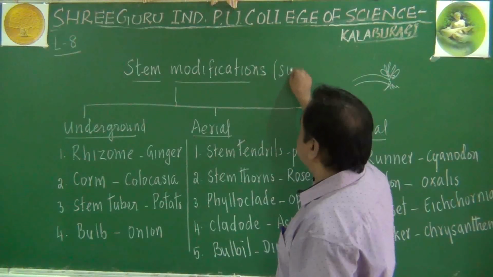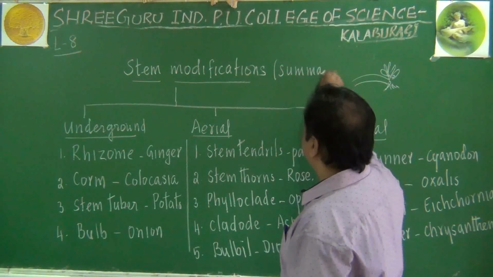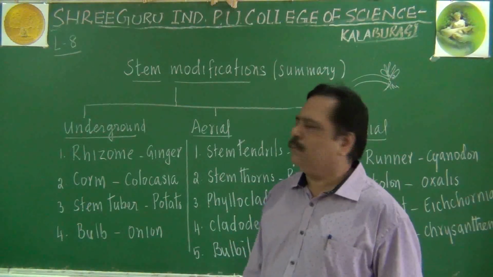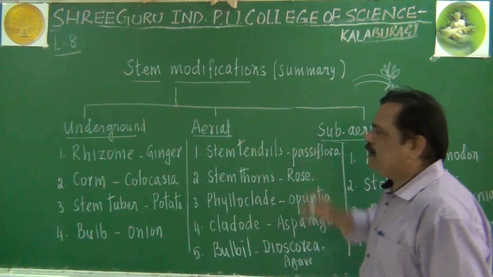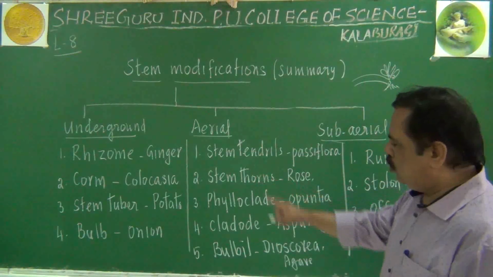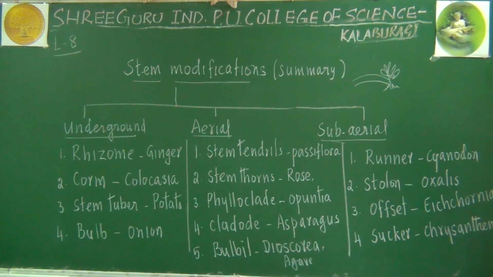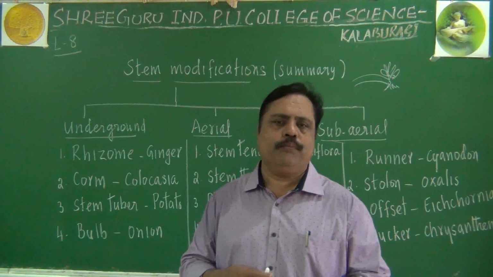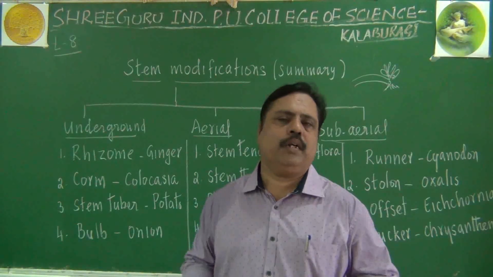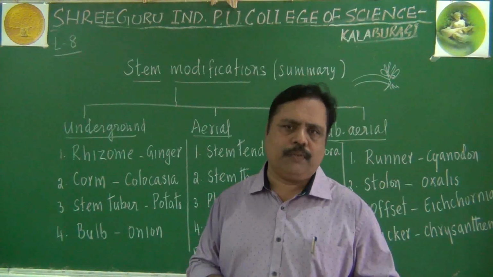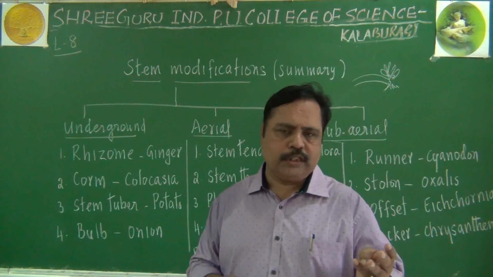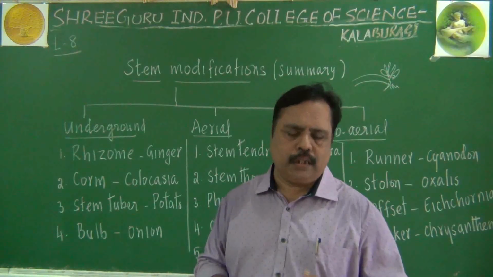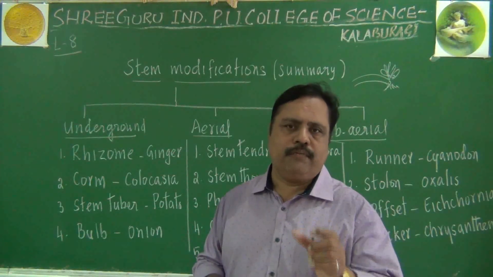In the previous classes, I explained everything. Now I have given you a summary just for your memorizing point. Underground, aerial and subaerial modification, totally 4 plus 5 plus 4. That means 13 modifications we could see in the stem. So we have completed 2 important organs in plant morphology of angiosperm. One is root, another one is stem. Let me go to the third organ, called leaf, now.